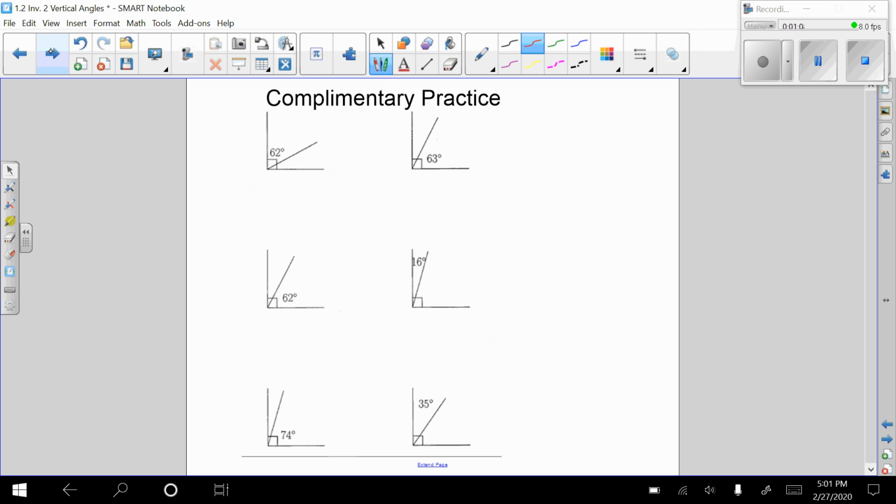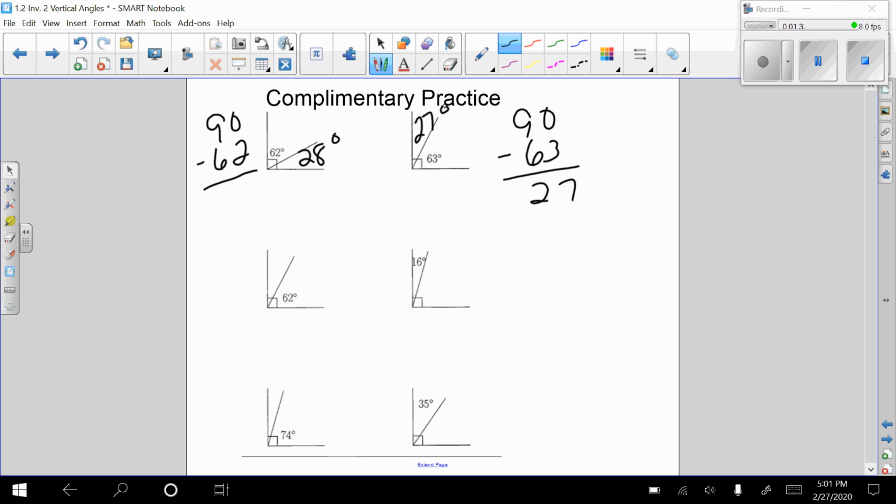If you have one angle that's 62, how do you find the other? Well, 90 minus 62 gives me how much? Well, if you subtract, you find out that it's 28 degrees. Both angles together have to equal 90. Here's another one, 90 minus 63 degrees. Well, that gives me 27. That means this angle must be 27 degrees.